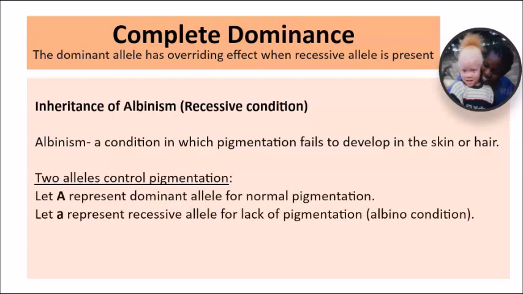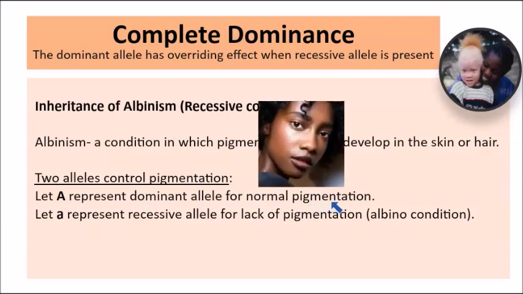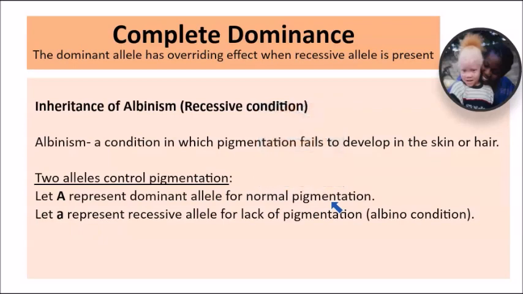First you have to understand that there are two alleles that will control pigmentation in an individual. We're going to let capital A represent the dominant allele for normal pigmentation, so having normal skin pigmentation, with the melanin being produced as usual, and the lowercase a would represent the recessive allele for the lack of pigmentation. So this is the albino condition. So you're seeing that there are two different alleles which are controlling pigmentation in the individual.